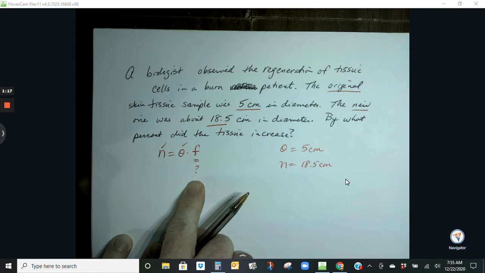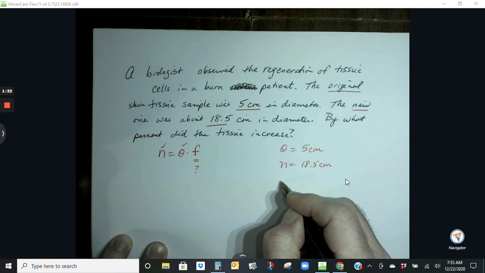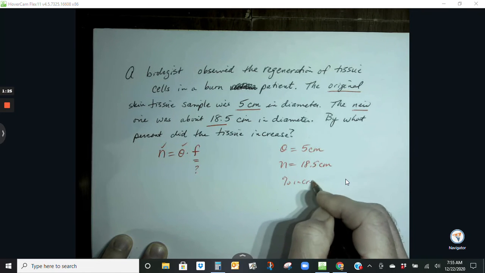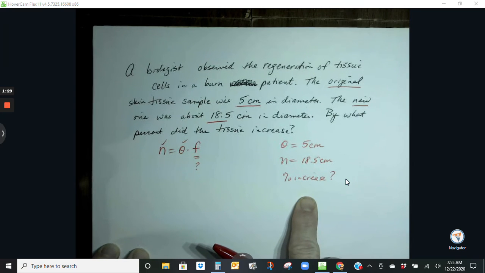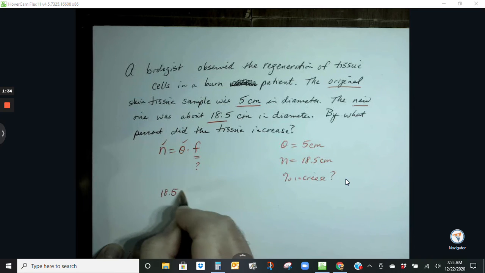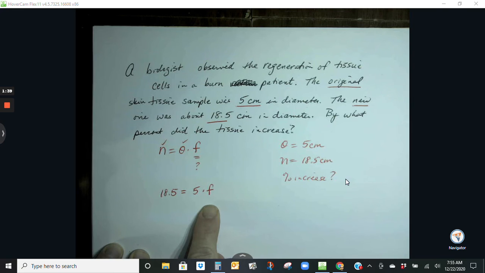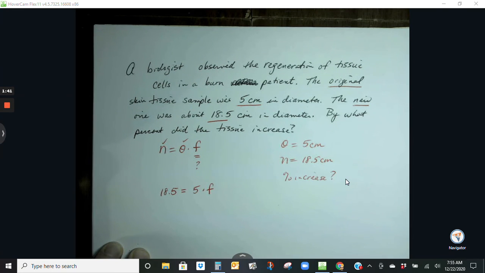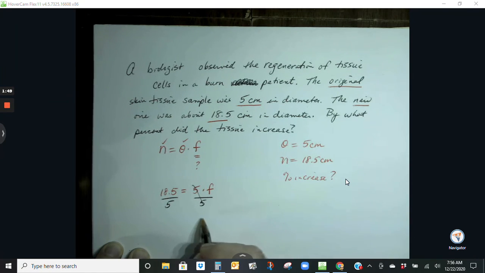And then if we have factor, we can determine our ultimate goal, which is what we're looking for: percent increase. So we've got to finish this off, not just find the factor. Okay? All right, well, let's plug in. 18.5 is equal to 5 times F. I want to see this setup. To solve that equation, I divide both sides by 5. So, straightforward Algebra 1 question.